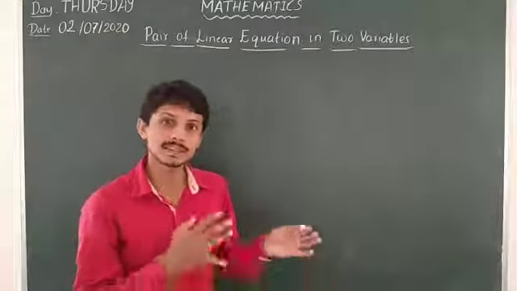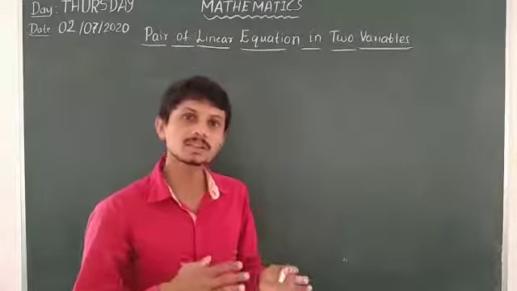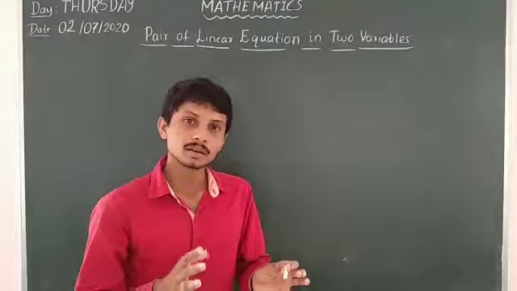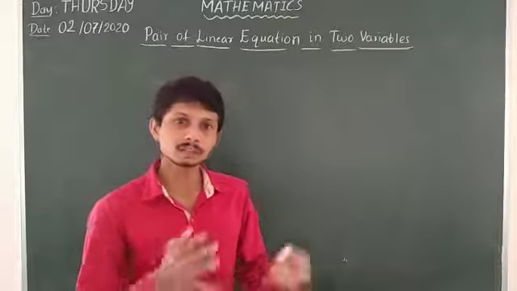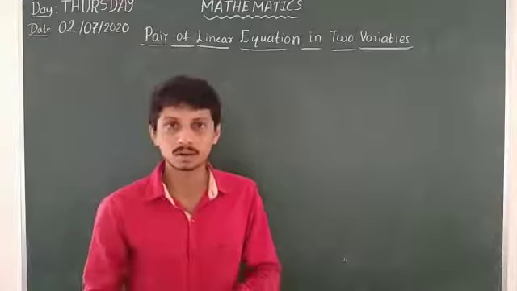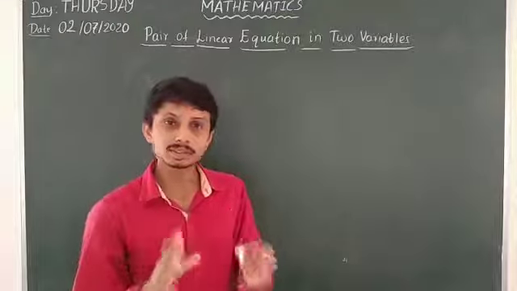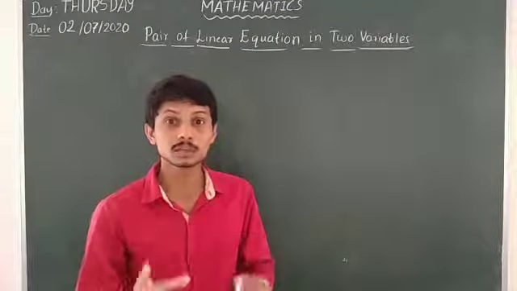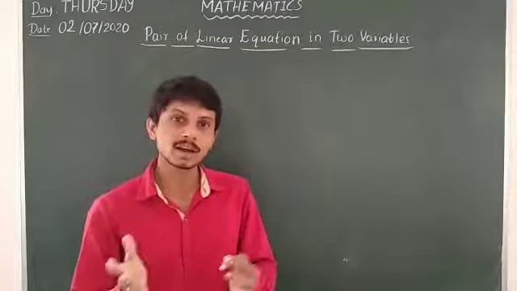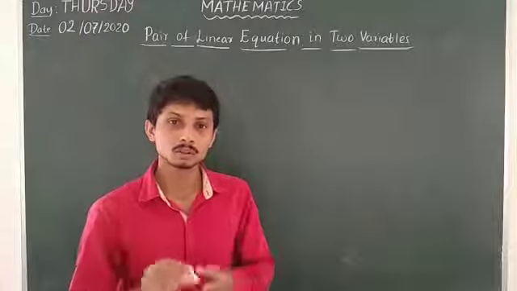We already discussed in 8th and 9th classes linear equations in one variable, where we use only one variable throughout the equation, whether it may be x, y or z, or k, l or m. Here we have equations having two different variables, that is x and y, or k and l, or l and m. Whatever it may be, we can use.